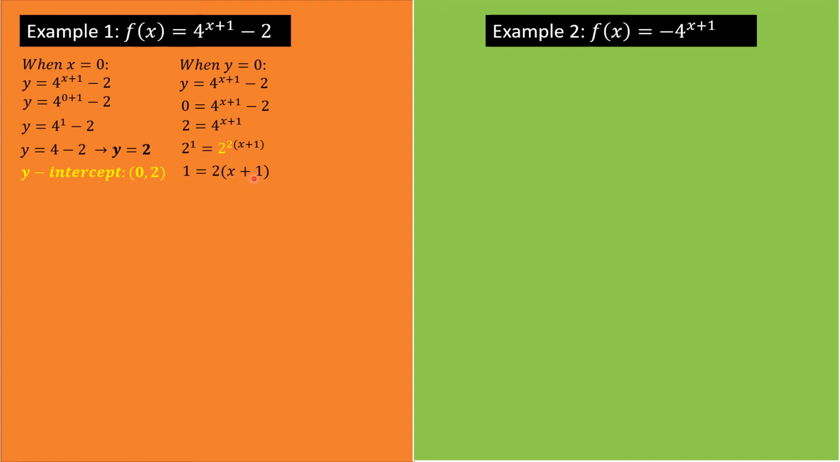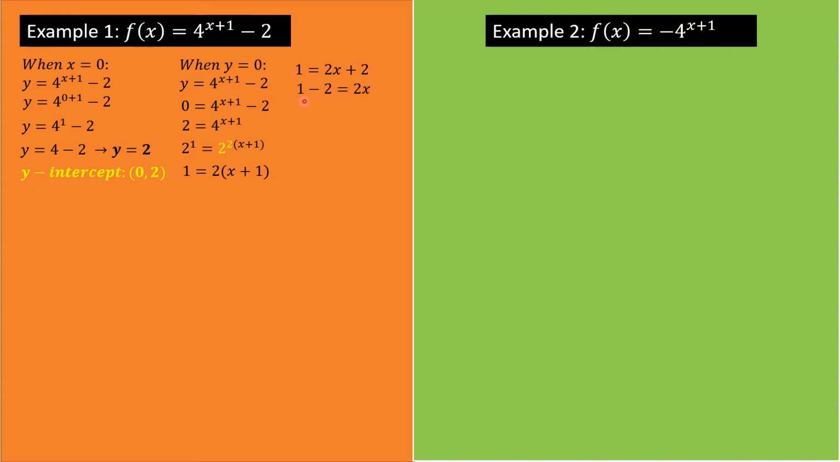After that, we're going to distribute 2 to each term inside the parenthesis. 2 times x and 2 times 1. So, we will be having 1 is equal to 2 times x, that is 2x. Then, 2 times 1, that is equal to positive 2. So, we have 1 equals 2x plus 2. And for us to solve for the value of x, let's move 2 to the other side of the equation by applying the addition property of equality. So, from positive 2, it will become negative 2.